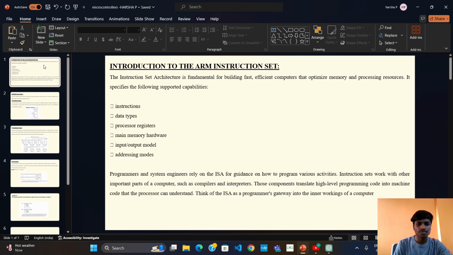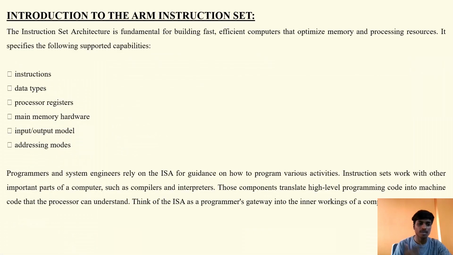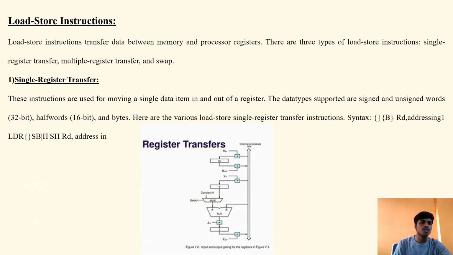So the ARM instruction set consists of many ARM instructions, data types, processor registers, main memory, hardware, input and output models, addressing modes, etc. Let us discuss what load store instructions are. The load store instructions transfer data between memory and the processor registers.